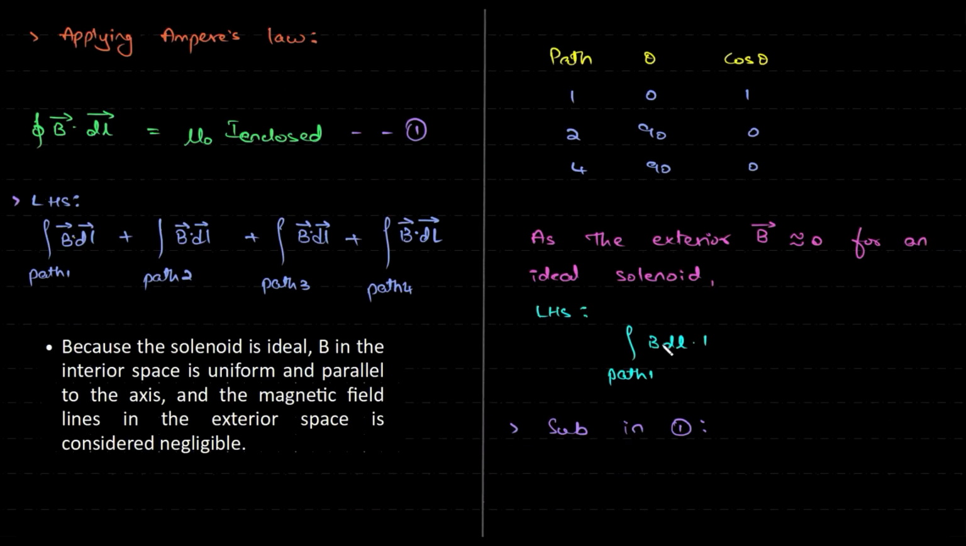So when I integrate dl, because B is constant, right? B is constant, that's what we have written over here. Because the solenoid is ideal, B in the interior space is uniform and parallel to the axis, and the magnetic field in the exterior is considered to be negligible. So all in all, we have BL, which is equal to mu naught Ni.